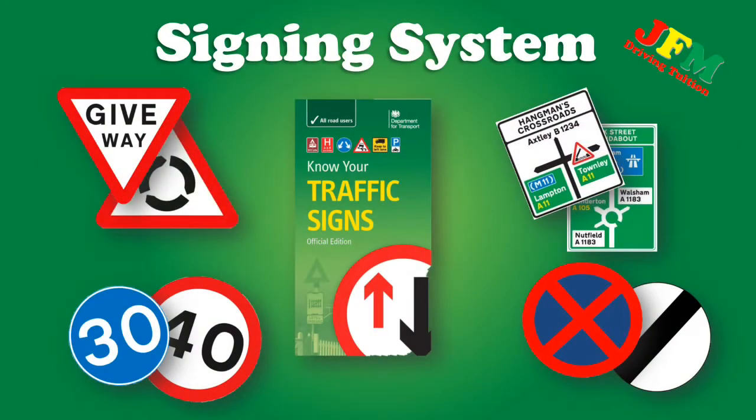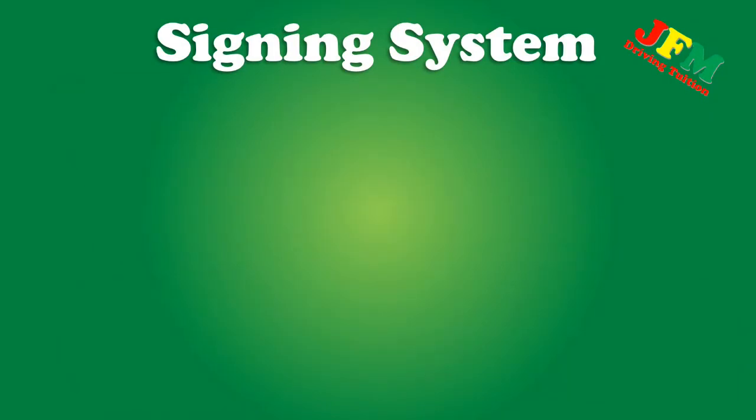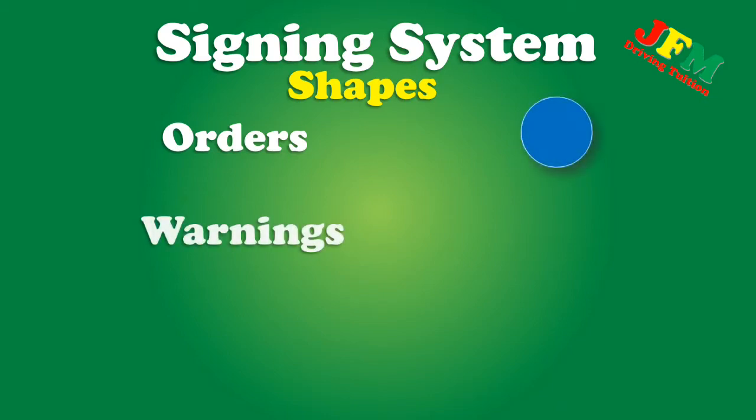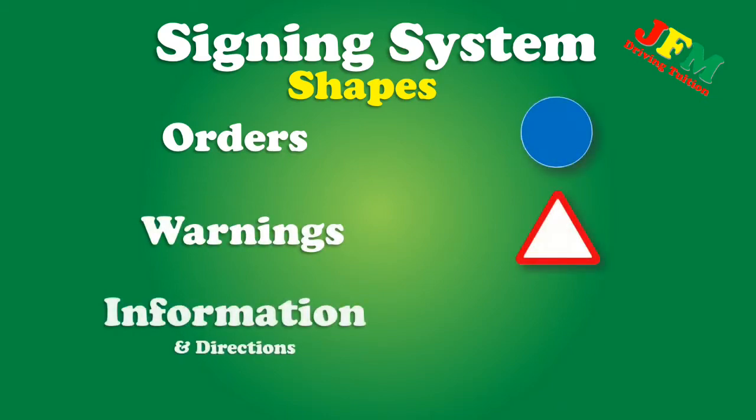However, there are hundreds of different road signs with a range of meanings, so to help road users they have been categorised into different shapes and colours, to make it easier to identify the type of sign they are from a distance, giving you more time to act on them. There are three basic shapes of signs. Circles give us orders, triangles warn us of upcoming hazards, and rectangles give us information or directions.